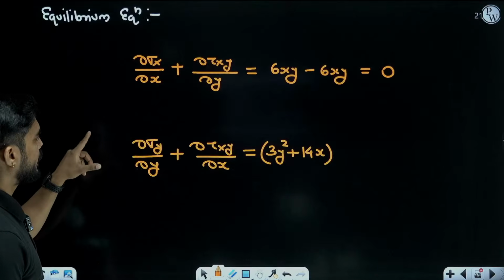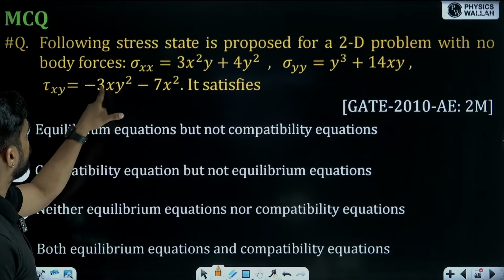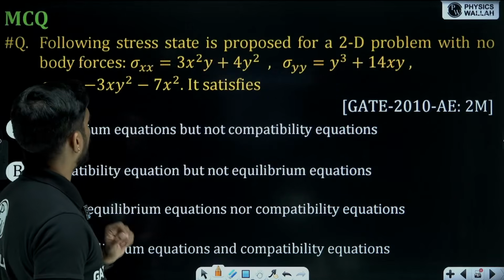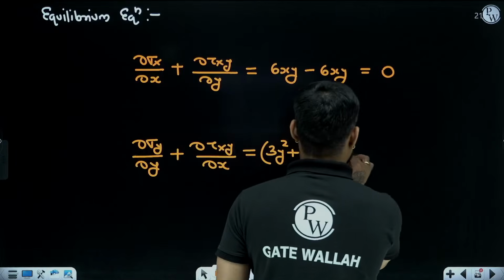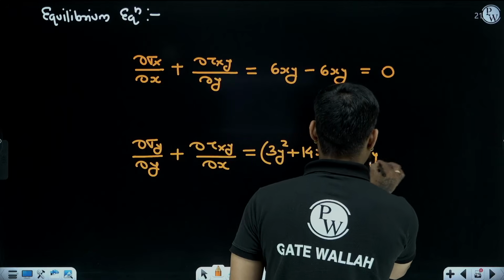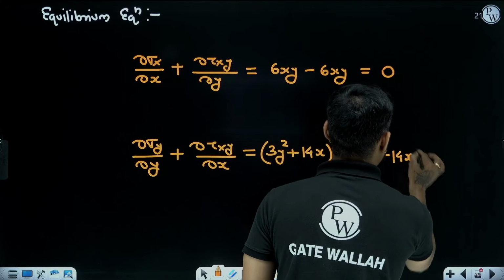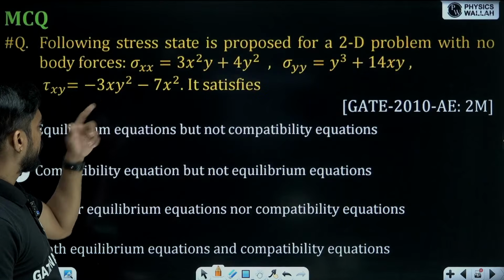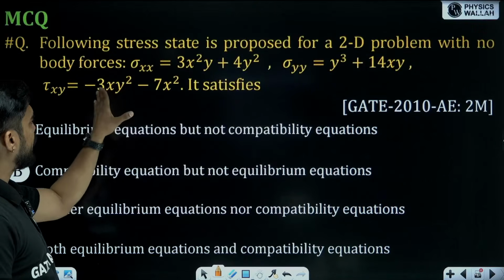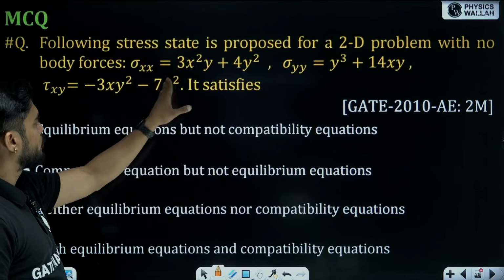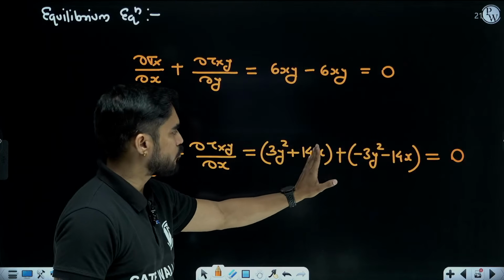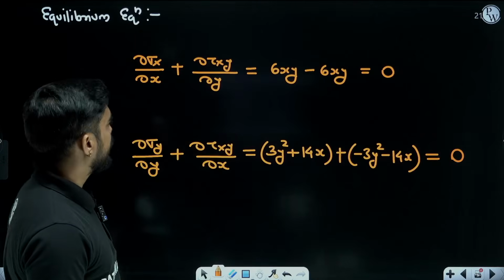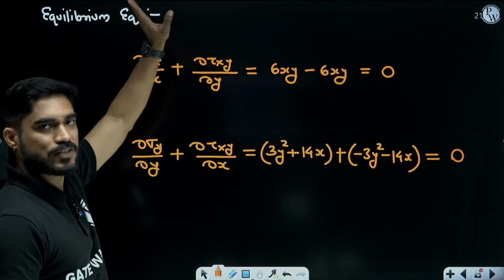If you differentiate it with respect to x, this will become minus 3y square and minus 14x, right? This is also becoming 0. If you differentiate it with respect to x one time, this will become minus 3y square minus 14x. 3y square plus 14x minus 3y square minus 14x is 0. It means the equilibrium equation is satisfied.